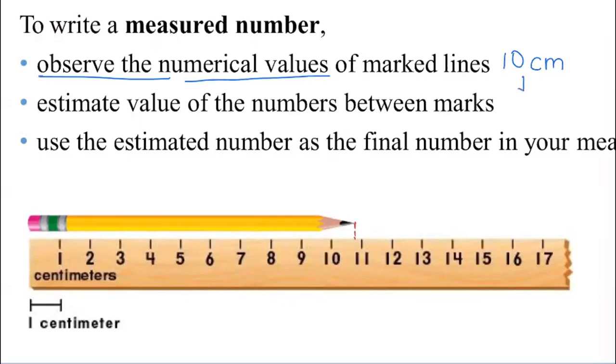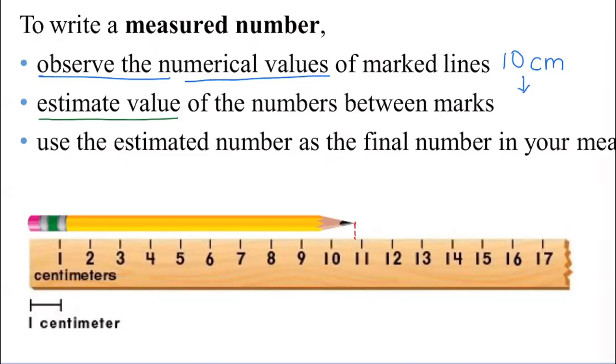But understand that we need to include an estimated value because we see that this object is past 10. It's not quite 11, okay? So we are going to create an estimated value based on what we think that is going to be between 10 and 11. We do it by taking the space between the numbers 10 and 11 and in our heads creating 10 lines, okay?